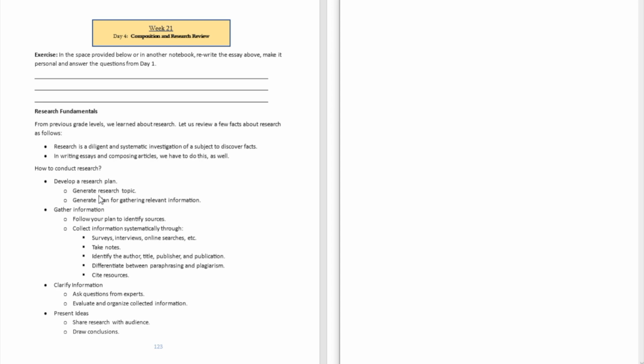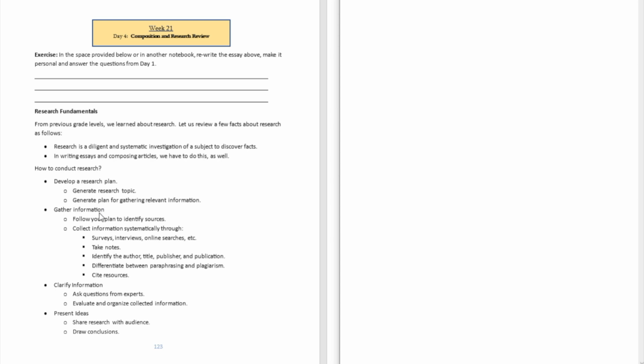Now, when you want to develop a research plan, the first thing you want to think about is, what am I researching? In other words, what's the research topic? If there is no research topic, then you probably can't gather information about any topic, right? Because you don't know what you want to research. So you want to start with a topic, and then generate a plan for gathering relevant information. Your plan can be to go to your local library, or to search on the internet, but there's got to be a plan. This is my plan. It is well documented. I am going to get my information using this plan.